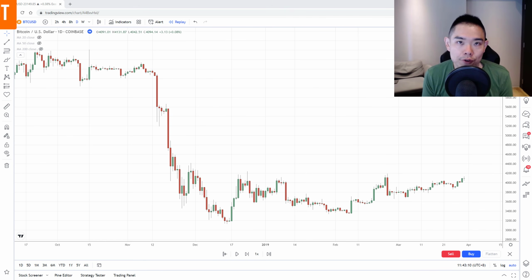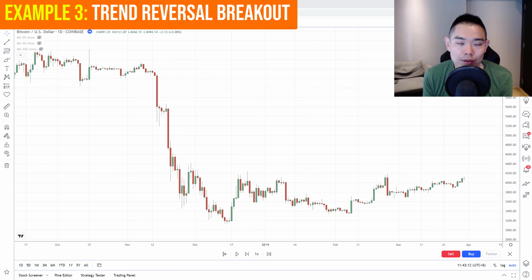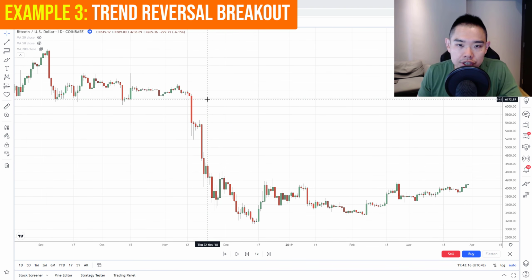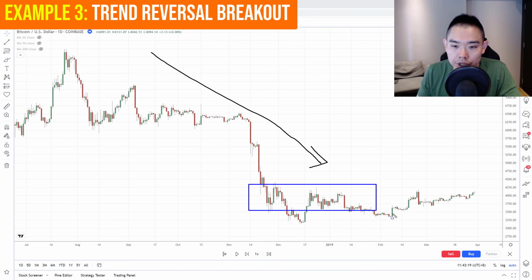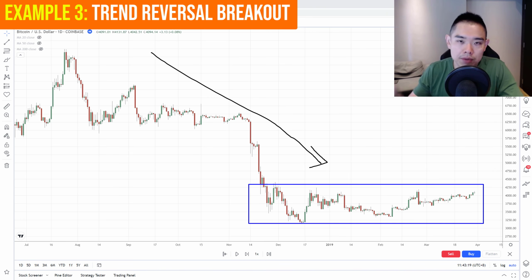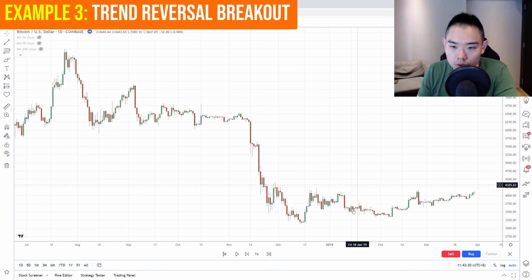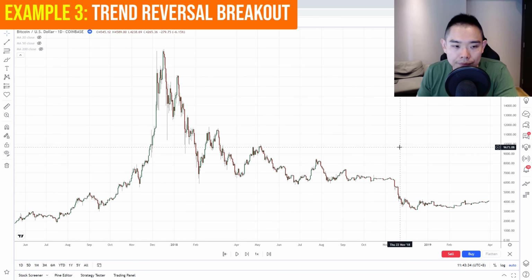Okay, the next one I have for you is what I call the trend reversal breakout trading strategy. If you look at this chart, this is the chart of Bitcoin. You can see that this market is overall in a downtrend over here, and then it starts to go into a range over here. What's significant about this range is that if you go up to the higher time frame, or just zoom out a little bit, you notice that the market is actually at this key area of support.